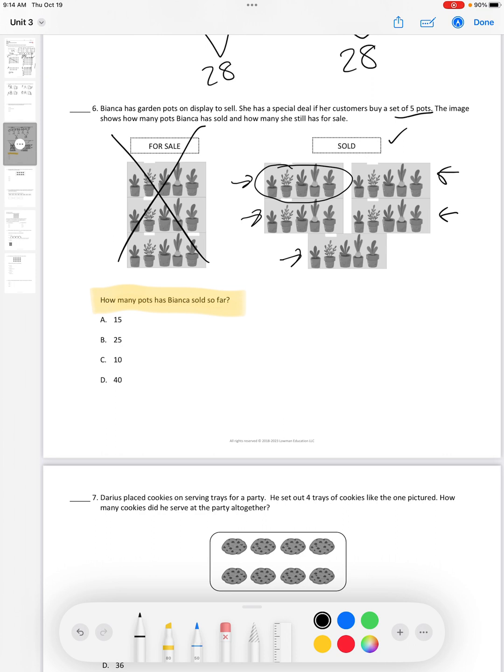My multiplication sentence for that would be 5 groups of 5 equals. When we have a multiplication problem where one of the factors is a 5, it is really useful to skip count by 5. In this case, we're going to skip count by the number 5 times. 5, 10, 15, 20, 25. So the number of pots that she has sold is equal to 25.